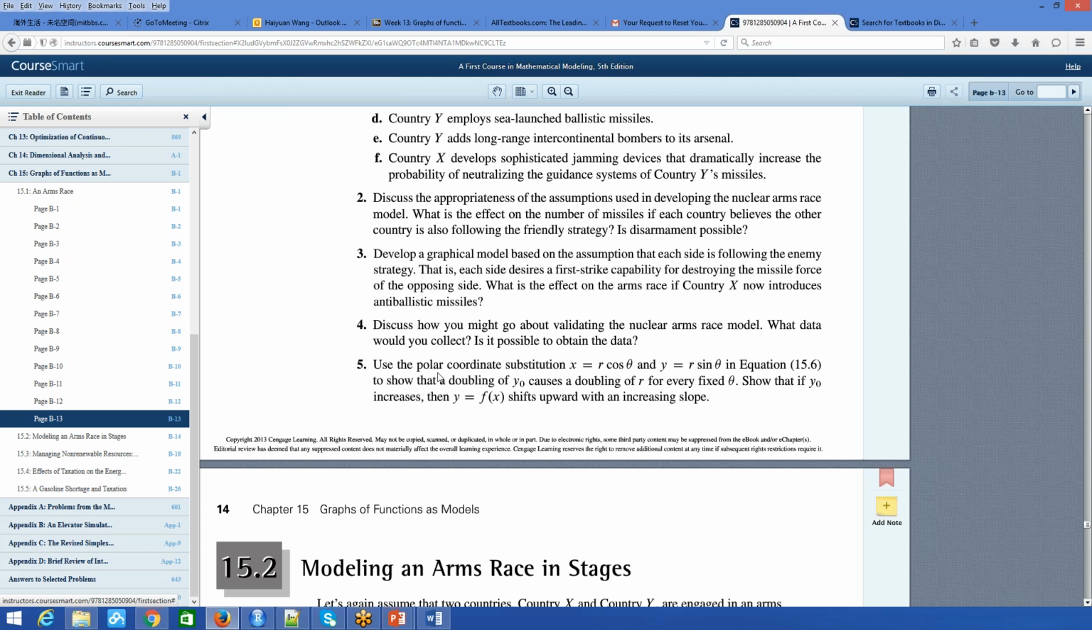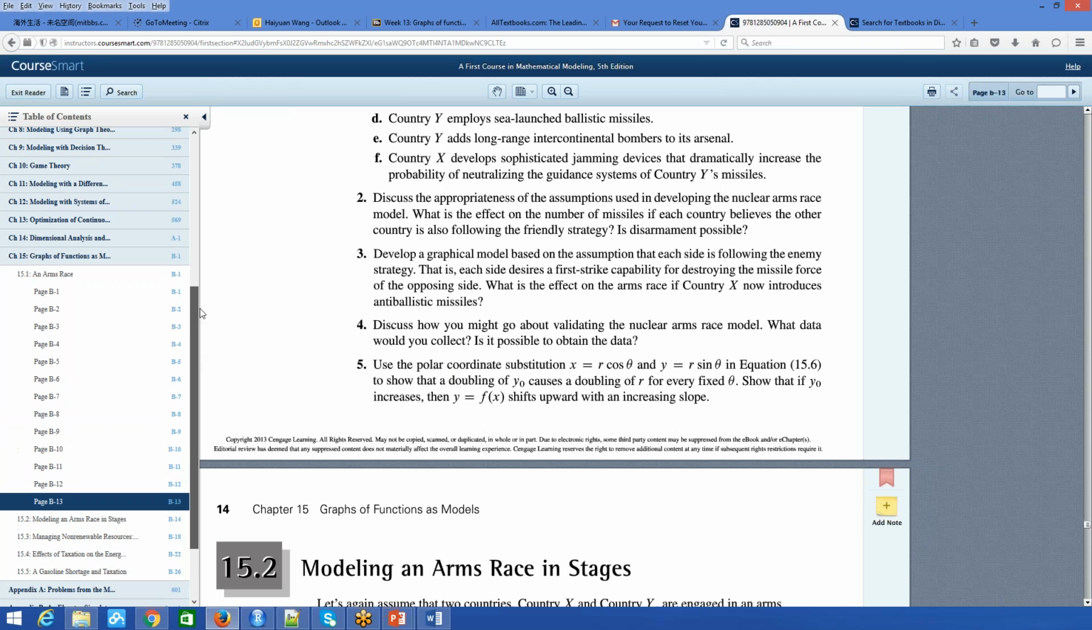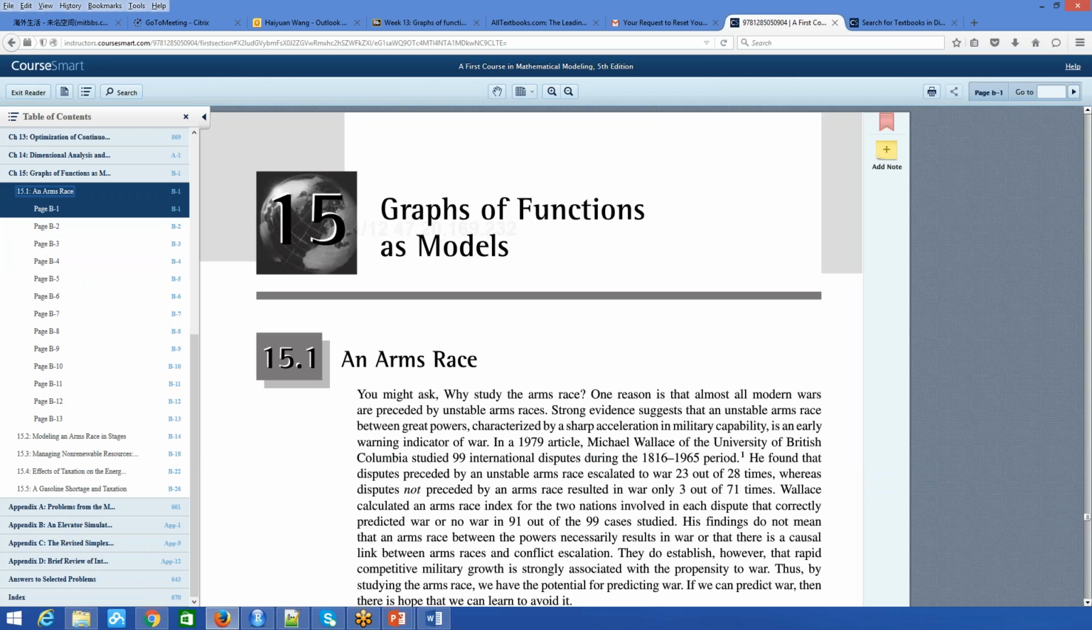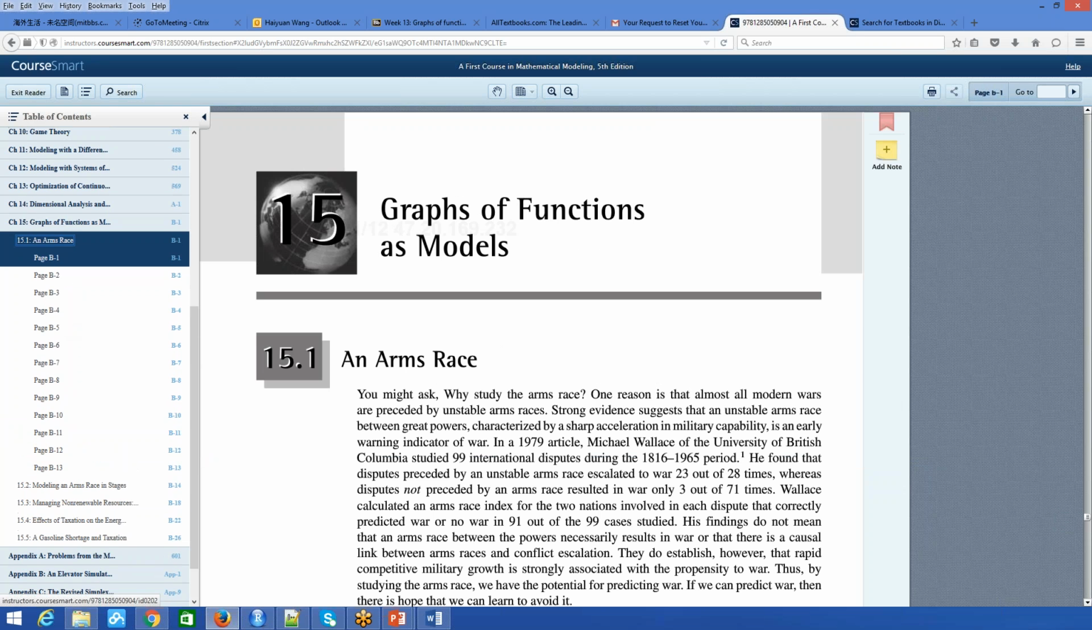Can anybody confirm the textbook? So essentially, I say page B essentially is chapter 15.